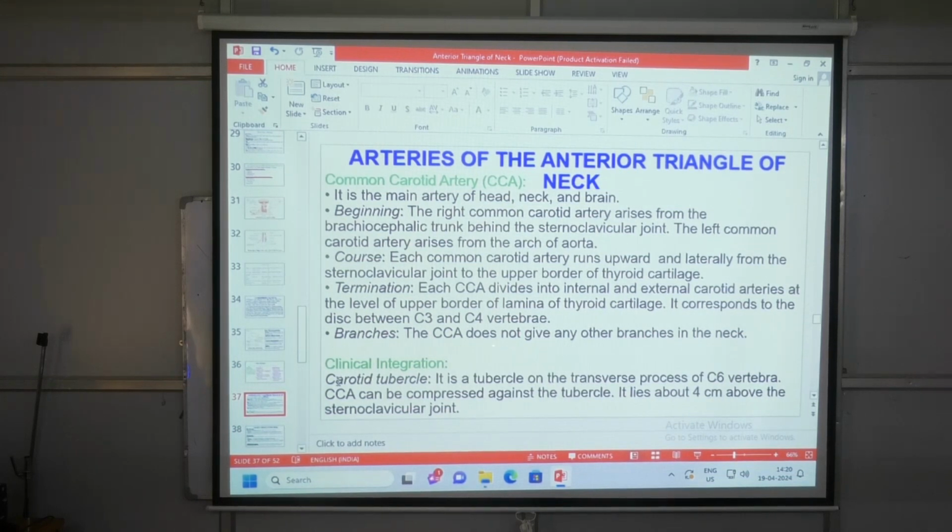Okay. Now, what are the branches? The common carotid artery does not give any branch in the neck. All the branches come out from the external carotid. Now, what is the clinical integration? Carotid tubercle. It is a tubercle on the transverse process of C6 vertebra, and the common carotid artery can be compressed against this tubercle. Okay, that's why the name is carotid tubercle. And it lies about 4 cm above the sternoclavicular joint.